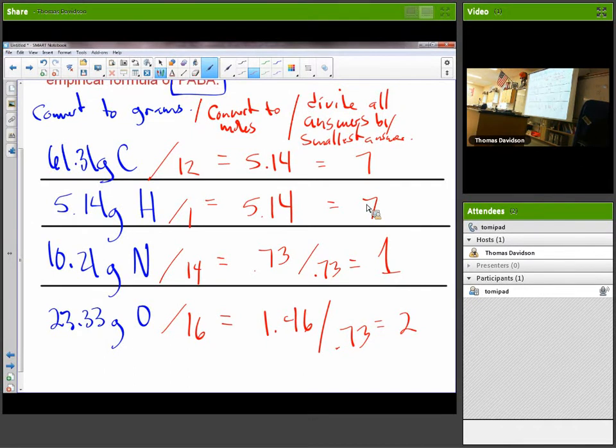Okay, so we did all this math, and it's like going to the grocery store when they add it all up and it comes to like $28.00. You're like, that doesn't ever happen. Well, we did math and we got whole numbers. That's weird. There's a reason why. The final thing we do is write the formula.